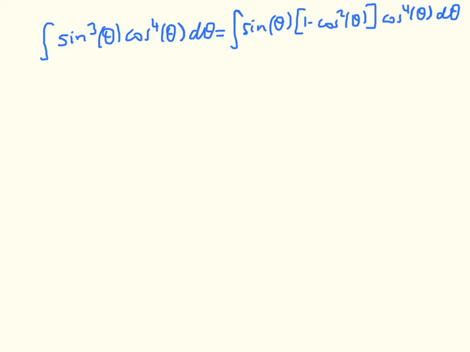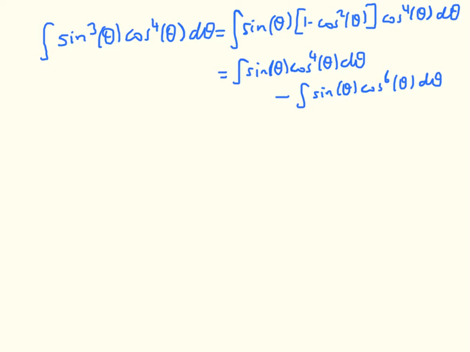So now in the next step I just multiply the cos to the fourth in here and here, so that's going to give us cos to the fourth minus cos to the sixth, and both of those terms are multiplied by sine theta, so we have got two integrals. So let me just write down what we have. We have the integral of sine of theta times cos to the fourth of theta, integrated with respect to theta, minus the integral of sine of theta times cos to the sixth of theta, integrated with respect to theta.